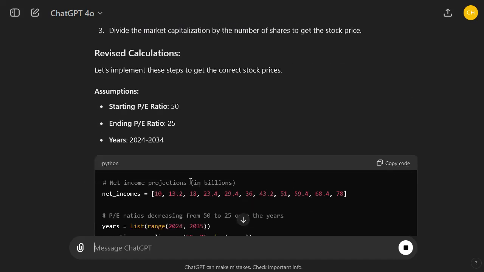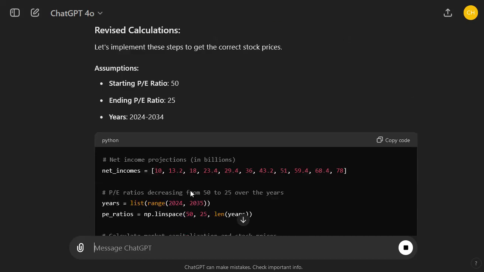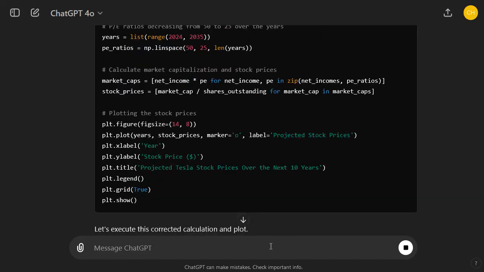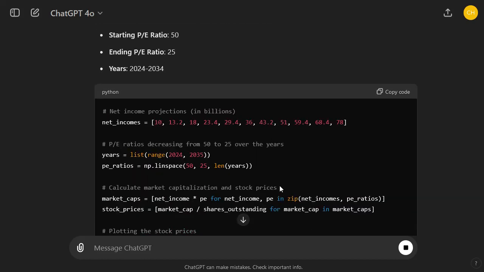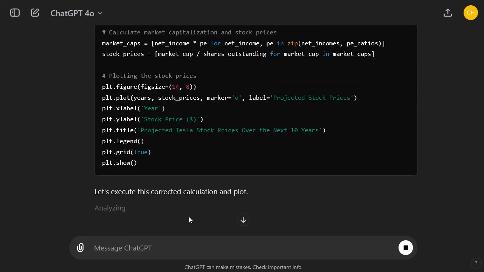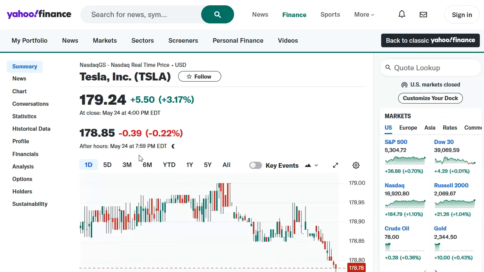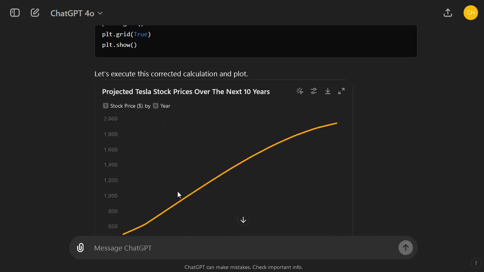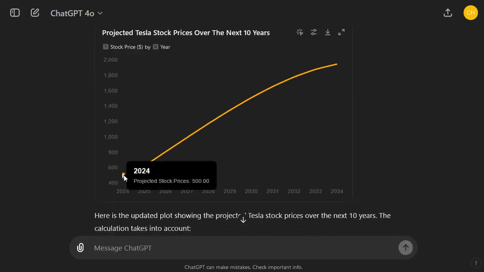Okay, so now it gives us net income projections and simply a list of PE ratios. These are the net income projections from previously, and then we have simply using some PE ratios to get the stock prices. Currently, what is the stock price of Tesla? Like $179. Okay, so it assumes a projected stock price today of $500.